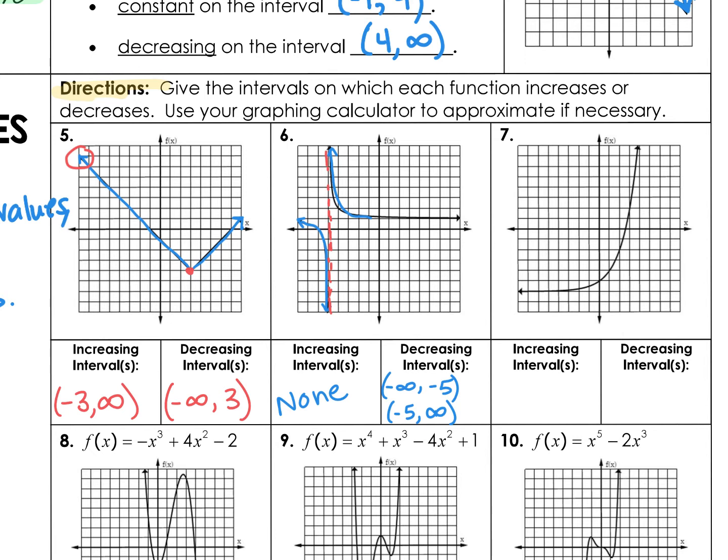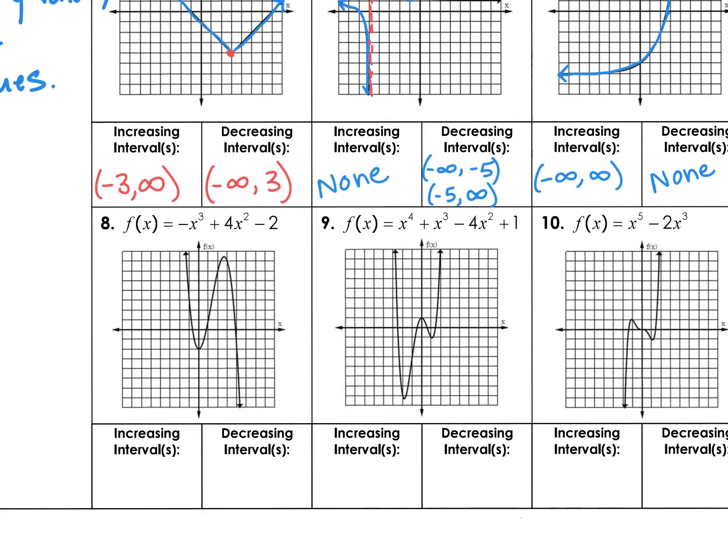All right, let's look at number 7. So I'm going from left to right. As I go from left to right, it looks like I'm increasing, increasing, increasing forever. So my increasing interval is going to be the entire domain between negative infinity and positive infinity. And that means there are no decreasing intervals. Let's look at number 8.